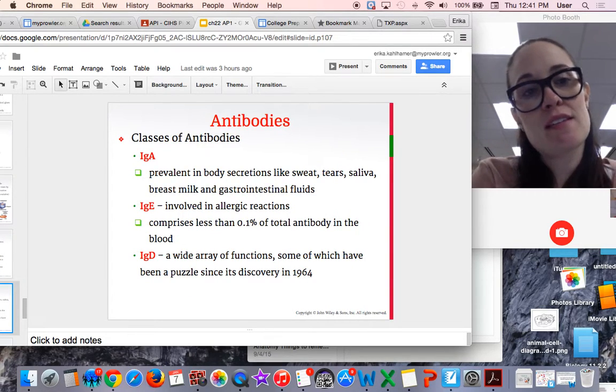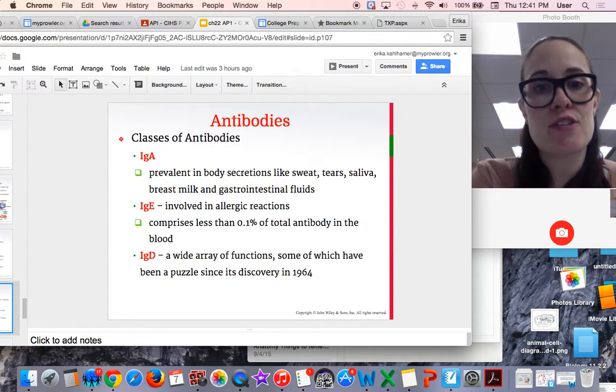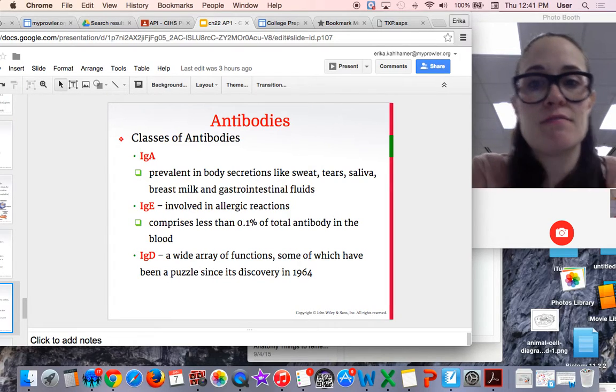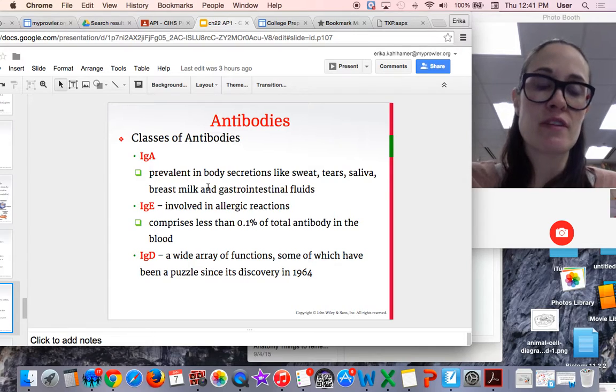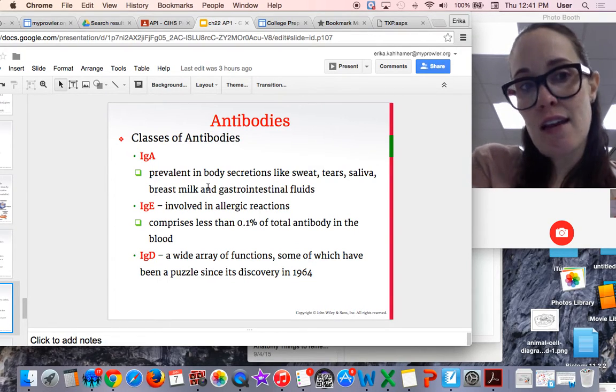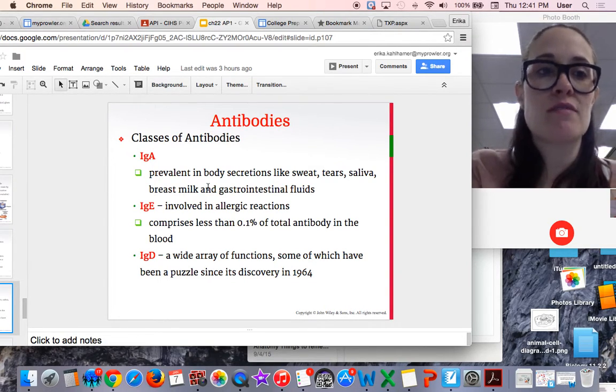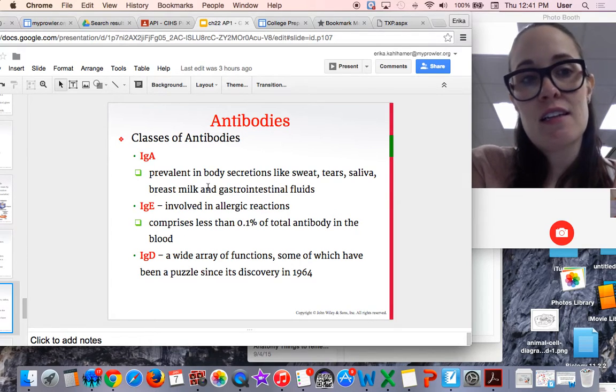IgA, we're going to find a lot in bodily secretions: sweat, tears, saliva. This is interesting: breast milk. When a mother nurses or breastfeeds her child, that's the second antibody that the child receives. They already have IgG, now they're going to get IgA.